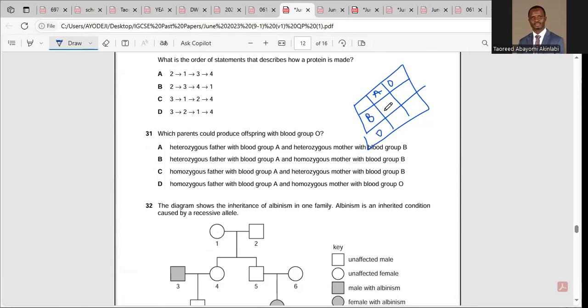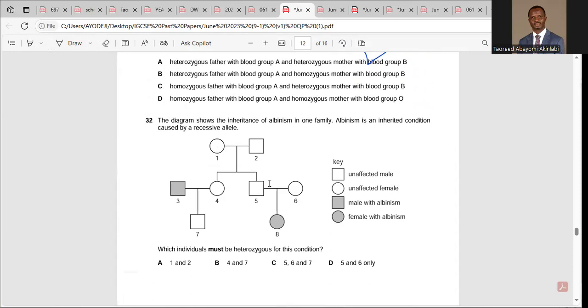If the two of them are crossed, A and B will give us AB. That means the couple can give birth to a child with blood group AB. B and O will be BO, that means blood group B. A and O will be AO, that's blood group A. And the last one, O and O will be blood group O, OO. That's why the answer is option A for question 31.